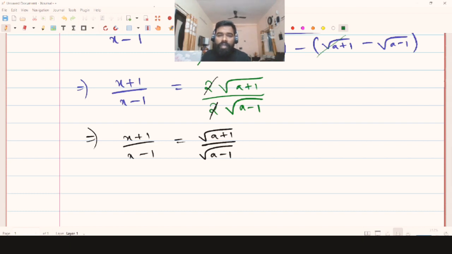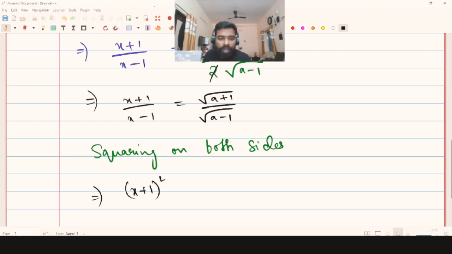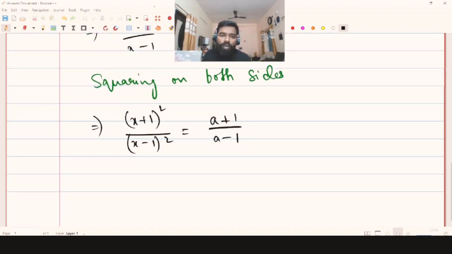The next step is squaring. To remove this root, you do squaring on both sides. When you square, you get x plus 1 whole square on top and x minus 1 whole square on the bottom, and the right hand side becomes root free. When you do squaring, the root is no more.